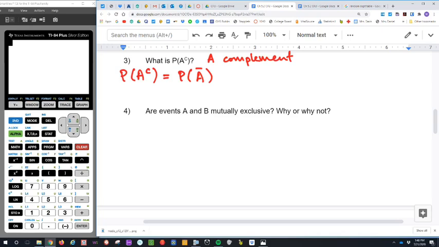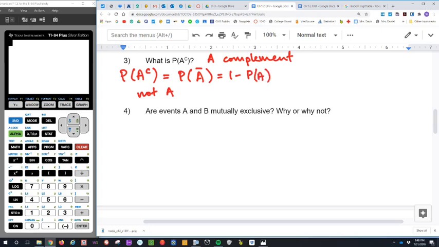Now, what does that mean? A complement means that it is not A. It's the event that is not A. So if A is the event of winning a lottery, not A means the event of not winning the lottery.